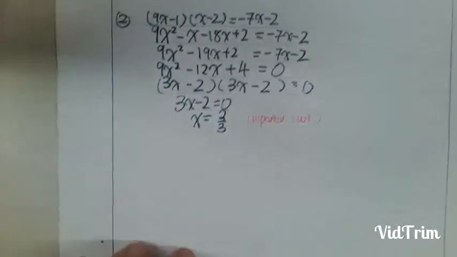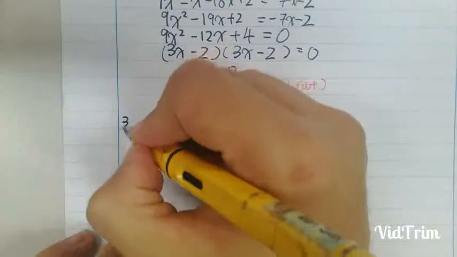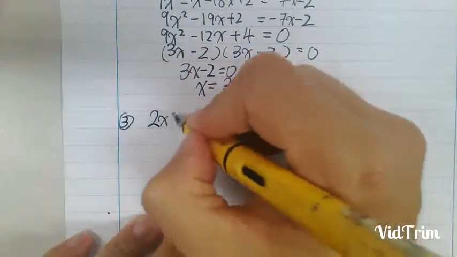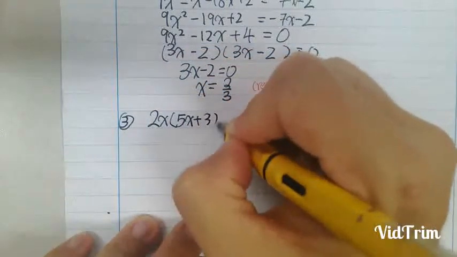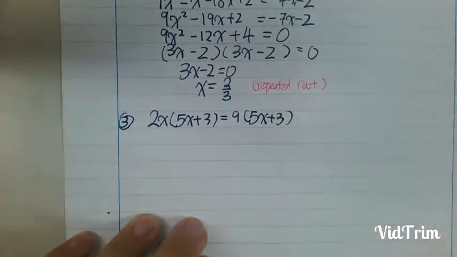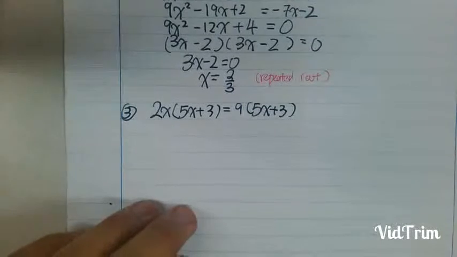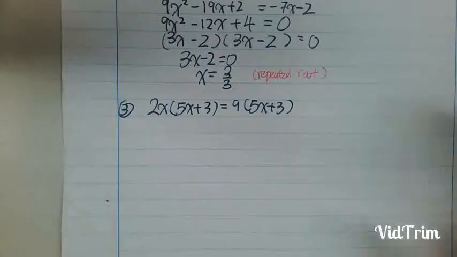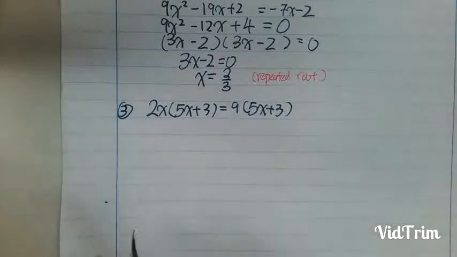Okay, question 3. Question 3, I want to show you another method. Generally, when you look at question 3, most of the time what we'll do is, let's just expand. Then just like question 2, we can collect all the terms onto the left hand side. But there's something simpler here.